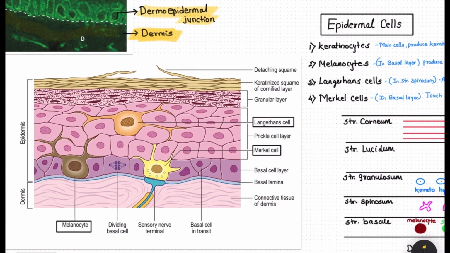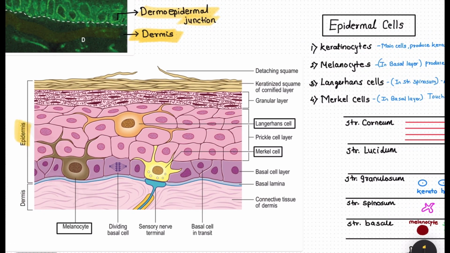In this slide you can appreciate this is epidermis. In epidermis, first one is keratinized squamous or cornified layer. Therefore, there are no nucleus. Then the second one is granular layer. Okay. Then there you can see Langerhans cells. Then prickle cell layer and this Merkel cell in basal cell layer. Okay. Basal cell layer में present होते हैं Merkel cells. And this is connective tissue in the dermis. This light pinkish. And melanocytes are also present in basal cell layer.